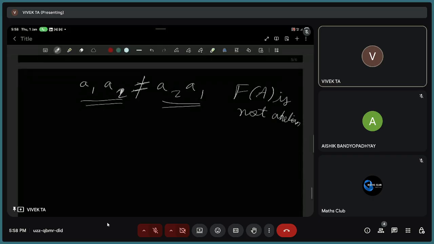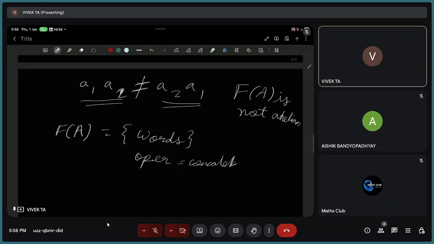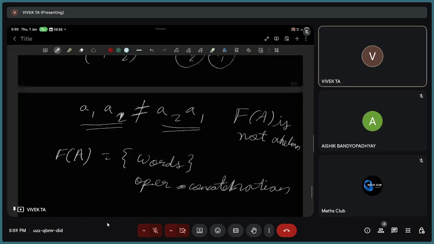And well, this is what a free group is. It is essentially the set of all words you can form, and the operation is concatenation. You understand what a free group is? Yeah. So the unique property of a free group.